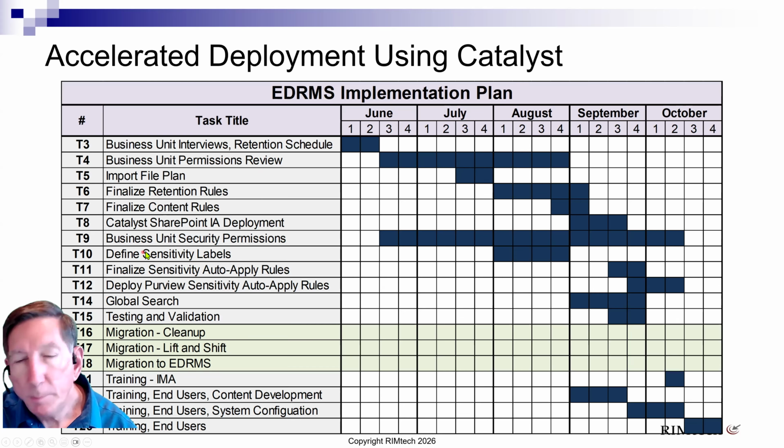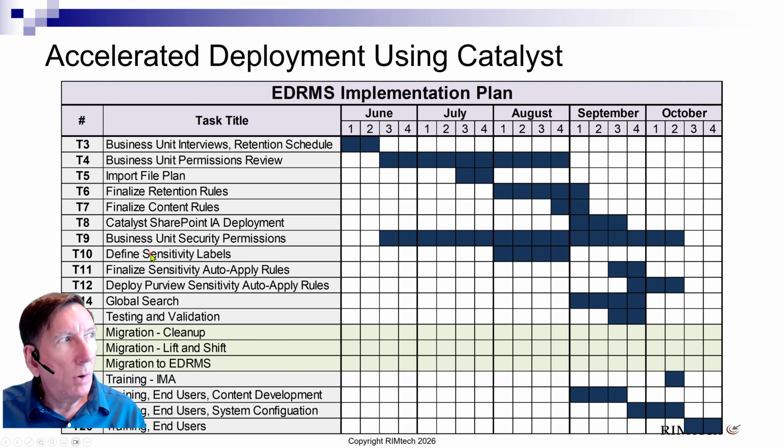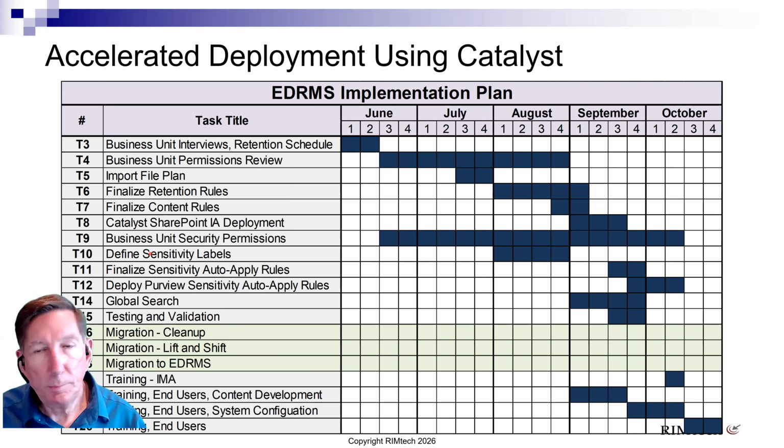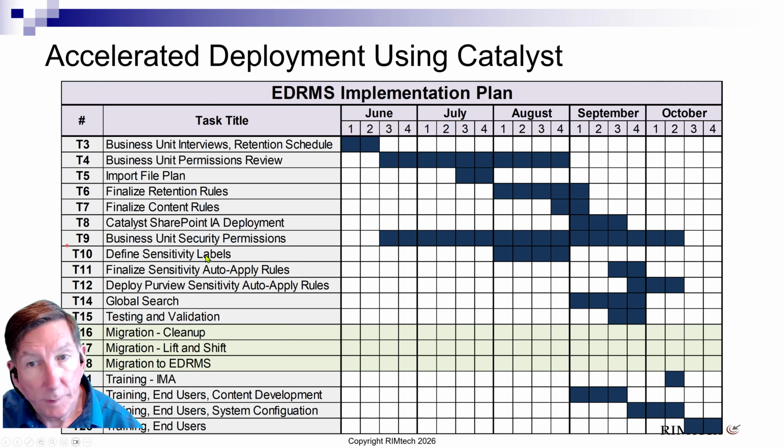Now I'm assuming that most organizations these days are using Purview, not necessarily for records, but definitely for security, sensitivity, and data loss prevention. So assuming that's part of your project, then you would now define sensitivity labels. And then you apply those labels via auto apply rules, and then you deploy them in the actual live Purview software.